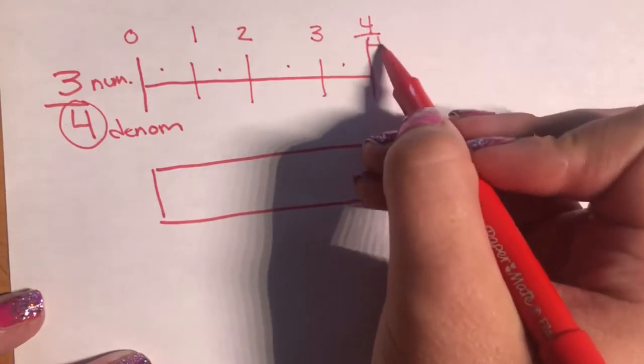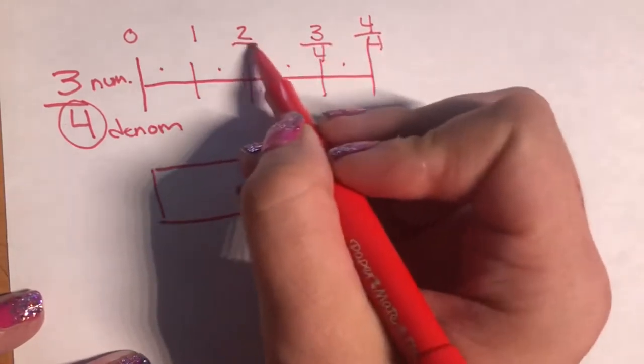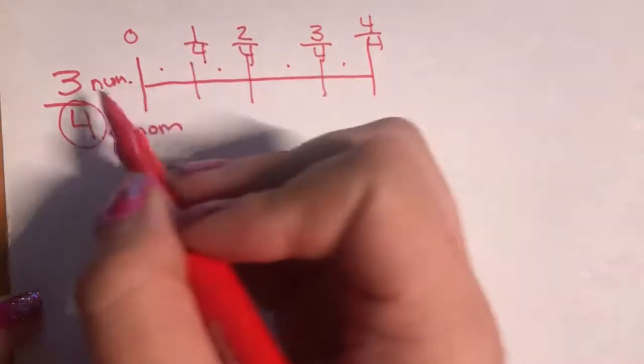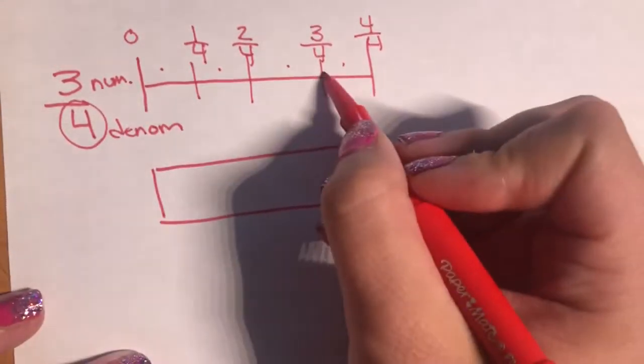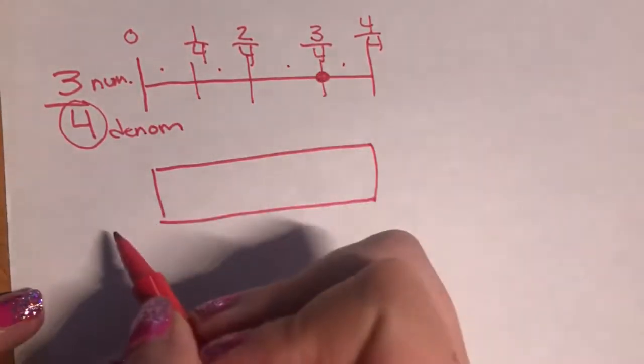So this one is 4 out of 4. 3 out of 4, 2 out of 4, and 1 out of 4. So on a number line, 3/4 would be right here.